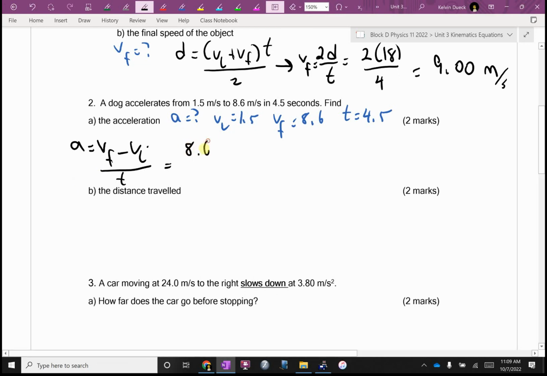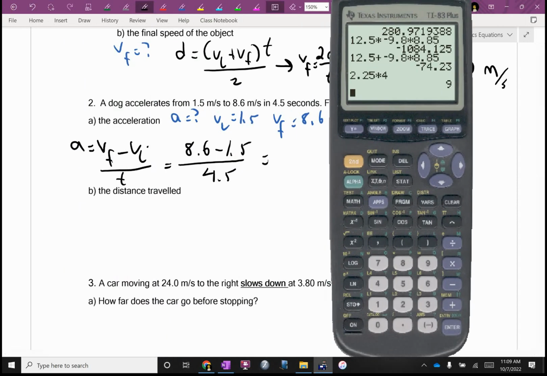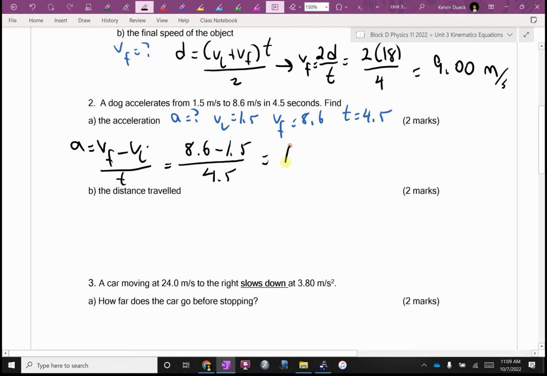It's going to be 8.6 minus 1.5 all over 4.5. I should get a positive answer because this dog is speeding up. 8.6 minus 1.5, close off the top, divided by 4.5. Did you all get 1.58 if I round off properly? If you said 1.57, I would take a half mark off. We round off. We don't chop off. And it's an acceleration, meters per second squared. Is that a big acceleration? It's about 1/5 of a g, so meh.